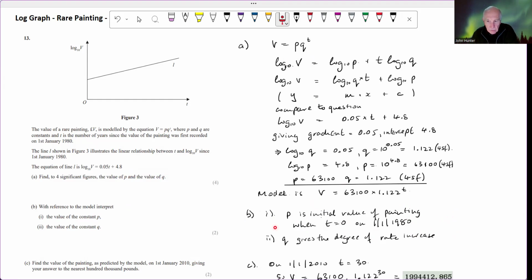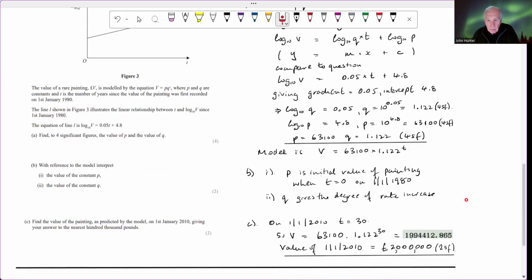So part B, well, I've sort of touched on this really. p is the initial value of the painting. That's interpreting the value of the constant p, which is 63,100 in 1980. And q gives the rate of increase, really. So the bigger that number, the faster it increases. Right, okay, so that is more or less it.